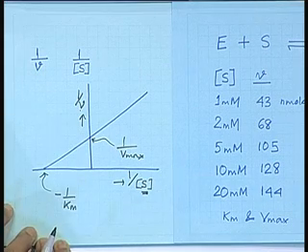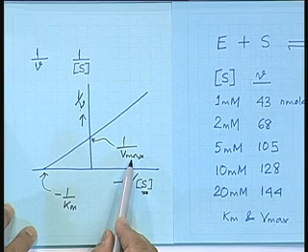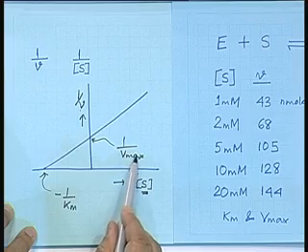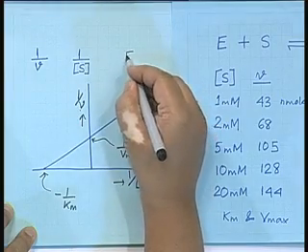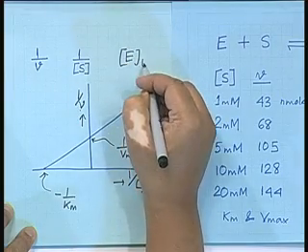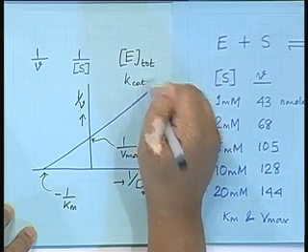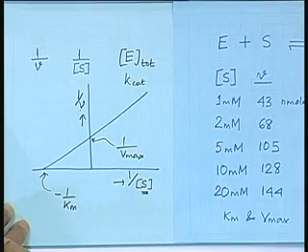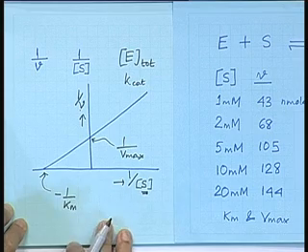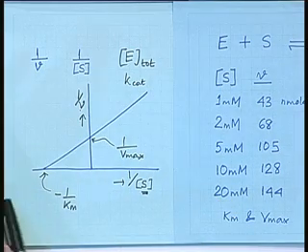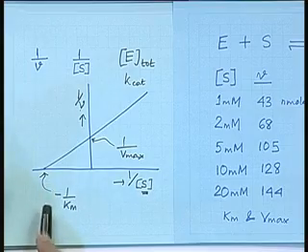So, I can calculate what the maximal velocity is, and I can calculate what the Km value is. If I knew what the total enzyme concentration is, what else could I calculate? Kcat, right? So, this completes our discussion on enzyme kinetics for reactions where we do not have any inhibition.